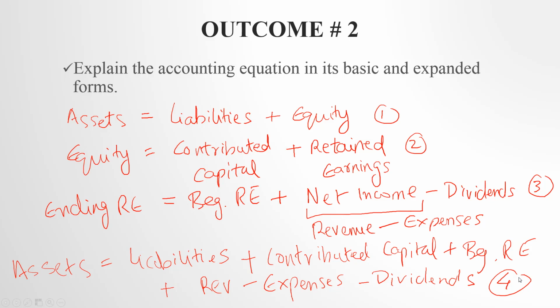Equation 4 is the expanded form of the accounting equation 1. Assets equal liabilities plus equity, that's equation 1, the basic form. The expanded form tells us that assets equal liabilities plus contributed capital plus beginning retained earnings plus revenue minus expenses minus dividends. And all of this item here represents equity.